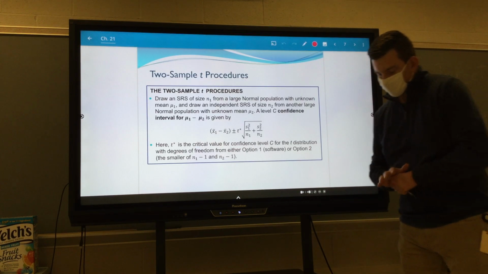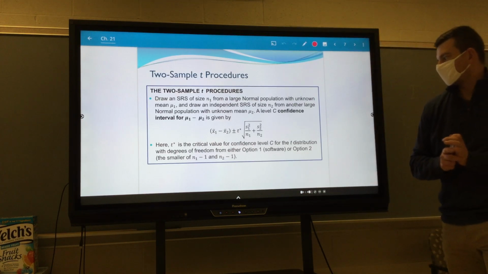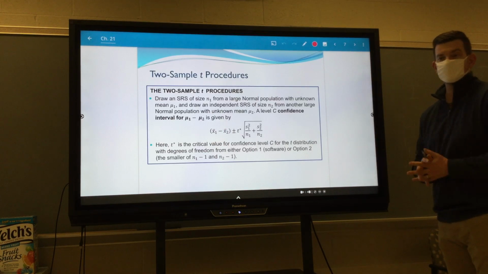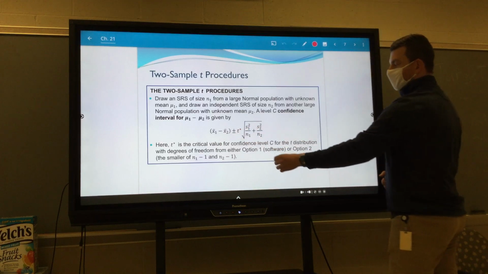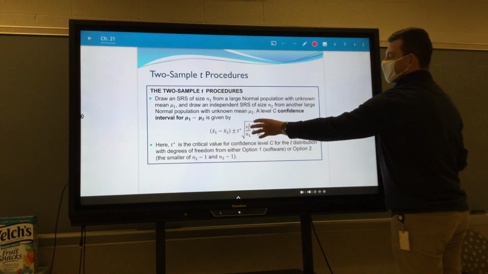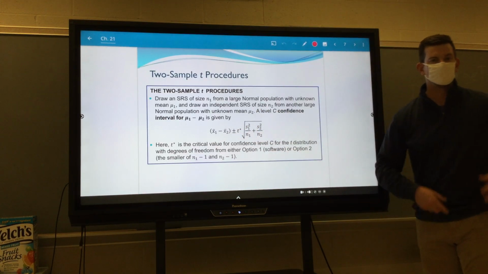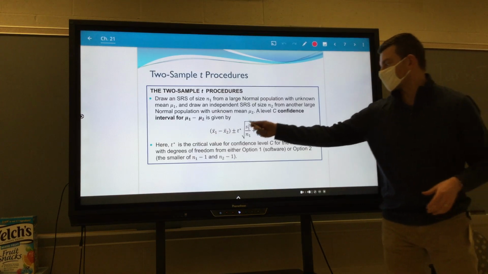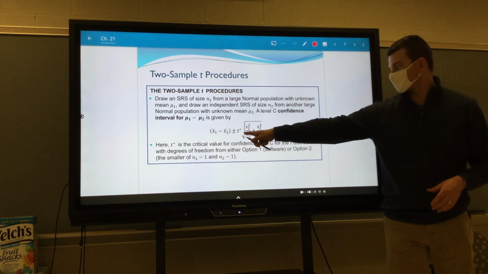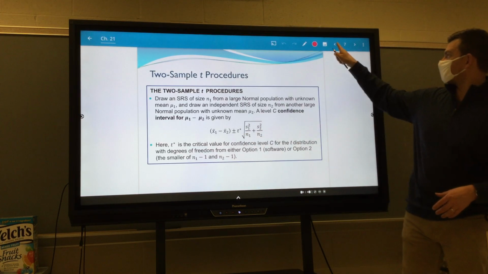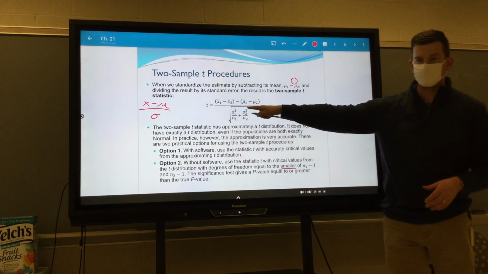Now for a confidence interval, the procedure is still the same. You're taking your sample value plus or minus whatever this t star is times that standard error value. We've already talked about where this standard error calculation comes from. T star is going to come from the chart that you get by using this equation.